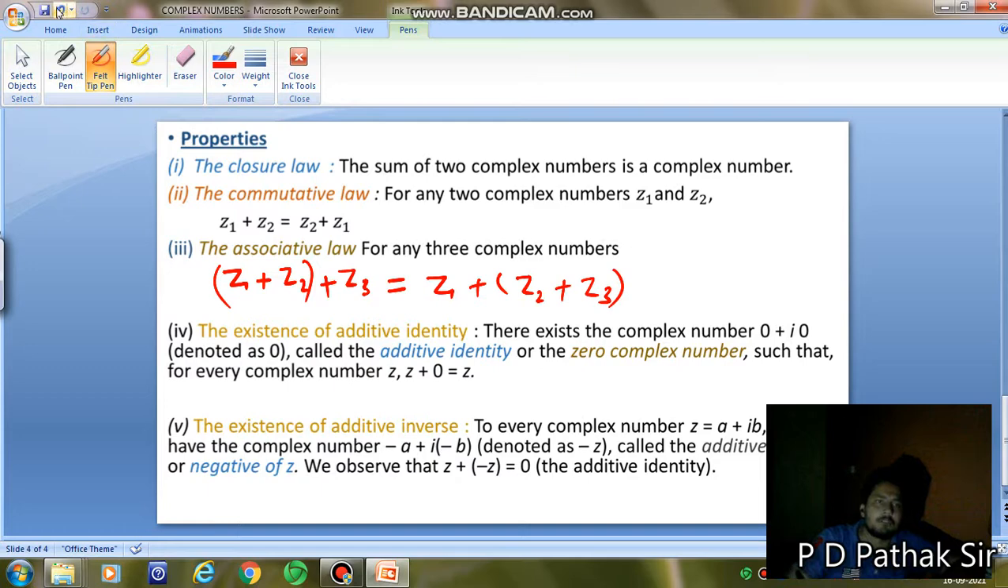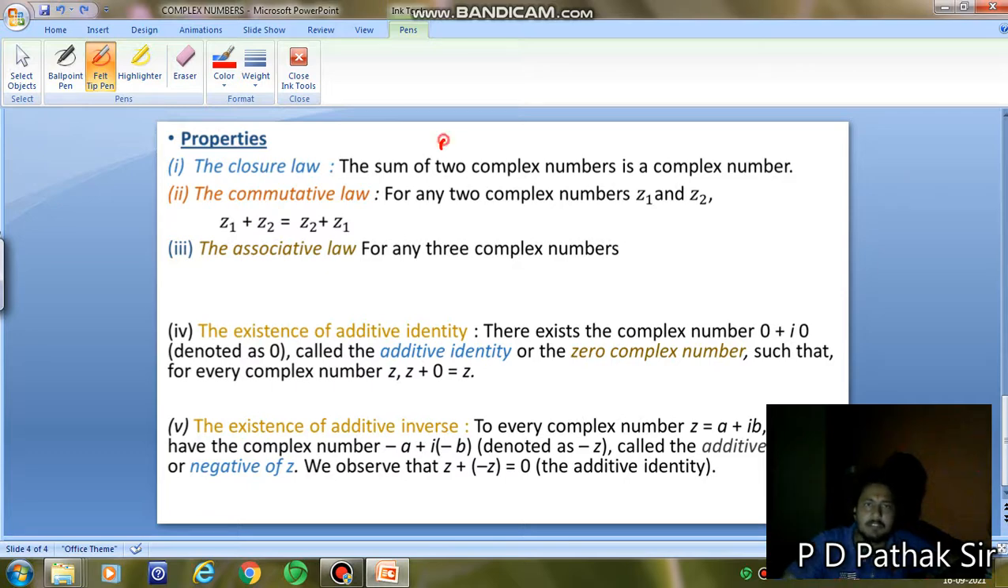Now come to the existence of additive identity. What is additive identity? For real numbers, 0 is the additive identity. Why? Suppose this is 2, and if you add 0, you will get 2. If you add this number to any number, you get the same number back. If it is 2, then it is also 2.